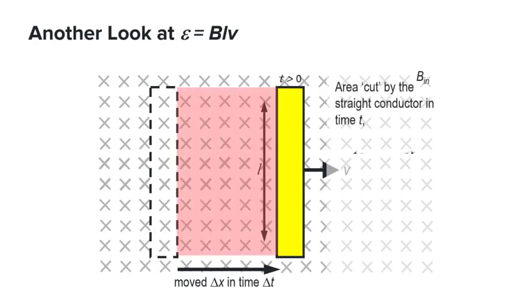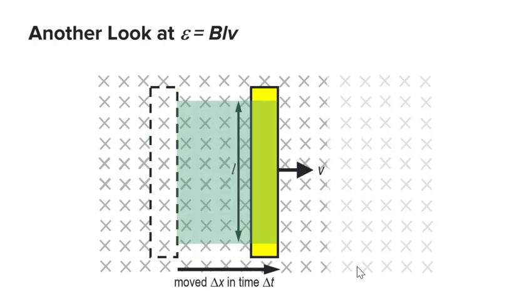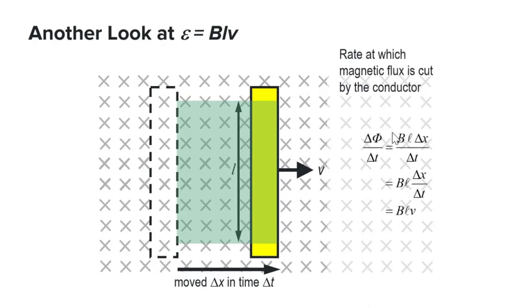The area of the field cut by the straight conductor is this red area here and is therefore equal to L times delta x. Hence, the magnetic flux cut by the conductor is given by B times the area that is cut, and it is BL delta x. The rate at which flux is cut is therefore written as the total flux cut divided by the total time taken, which is BL delta x divided by delta t.